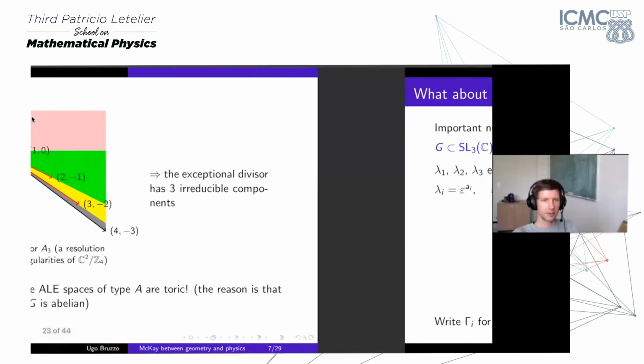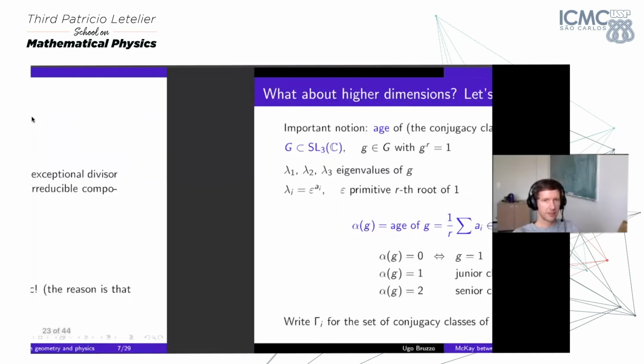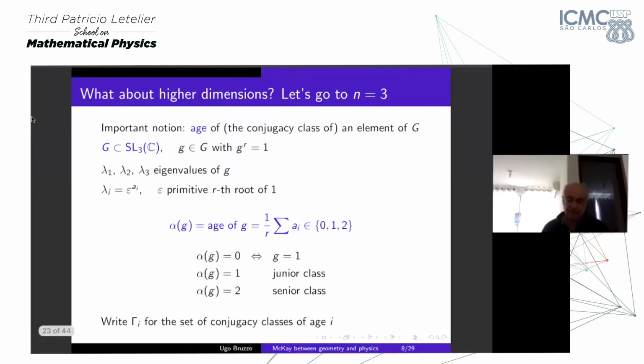There are no questions so far. Okay, so now I go to 3 dimensions. I'll be back to 2 dimensions again as a starting example when we consider how to construct in general the resolutions of singularities. In 3 dimensions, the situation is clearly more complicated, and an important notion is that of age.